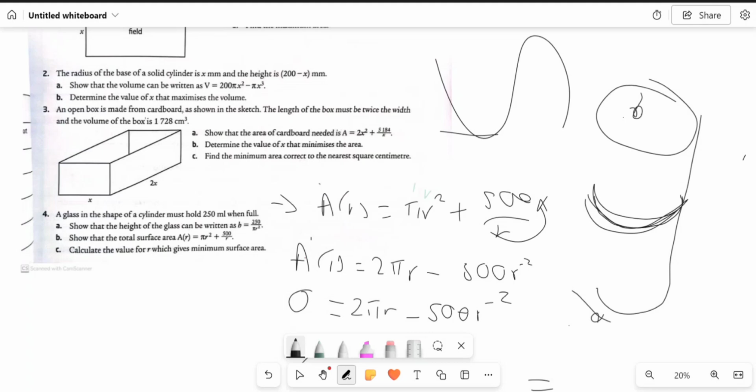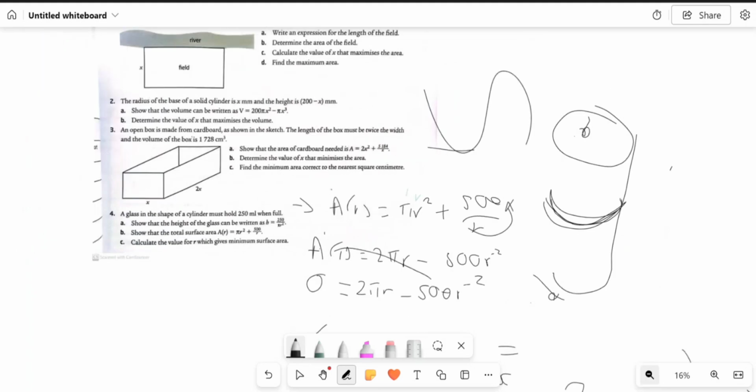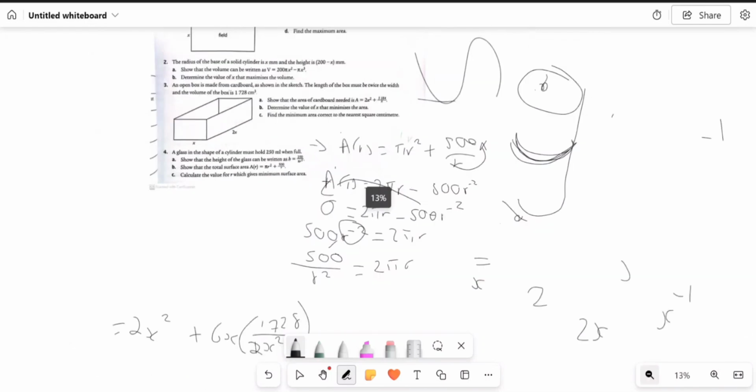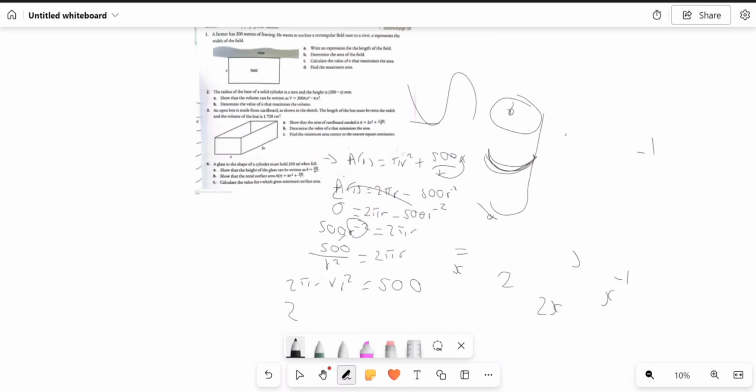Since we have 0 on that side, we transpose the 500. So you're going to have 500 r to the power of negative 2 equals 2 pi r. And then we cross multiply. When you cross multiply, you're going to have 2 pi r times r squared equals 500. So 2 pi r cubed equals 500.